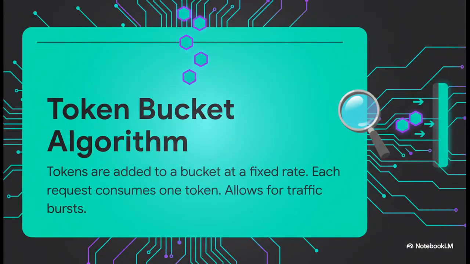One really popular way to do this is with the token bucket algorithm. Just imagine a bucket that gets, say, 10 new tokens dropped into it every second. Every API request that comes in has to take 1 token out. If the bucket's empty, sorry, the request gets rejected. This is a great model because it allows for short bursts of traffic.